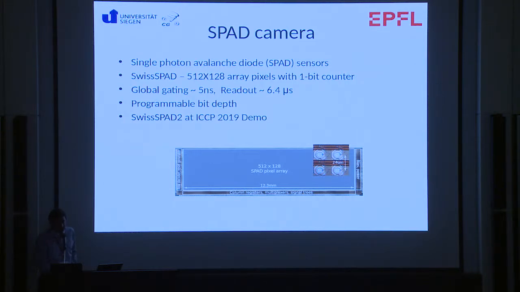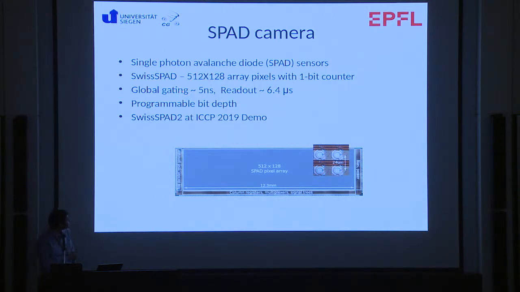And some details about the sensor. We have shown results with a SPAD camera. It stands for single photon avalanche diode camera. Earlier in the previous session, we saw applications with transient imaging using SPAD cameras, and many other applications in computational photography. The camera which we are using is known as Swiss SPAD, which features a large array, 512 by 128, and each pixel has a 1-bit counter. So you can just store in the pixel either a 1 or a 0.